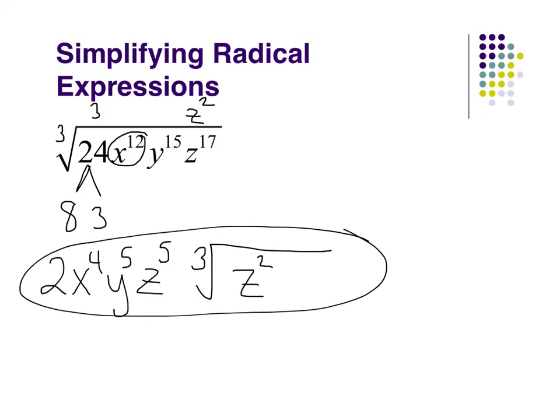Now let's talk about what this is here. I have 2 times x to the 4th times y to the 5th times z to the 5th times the cube root of z squared.